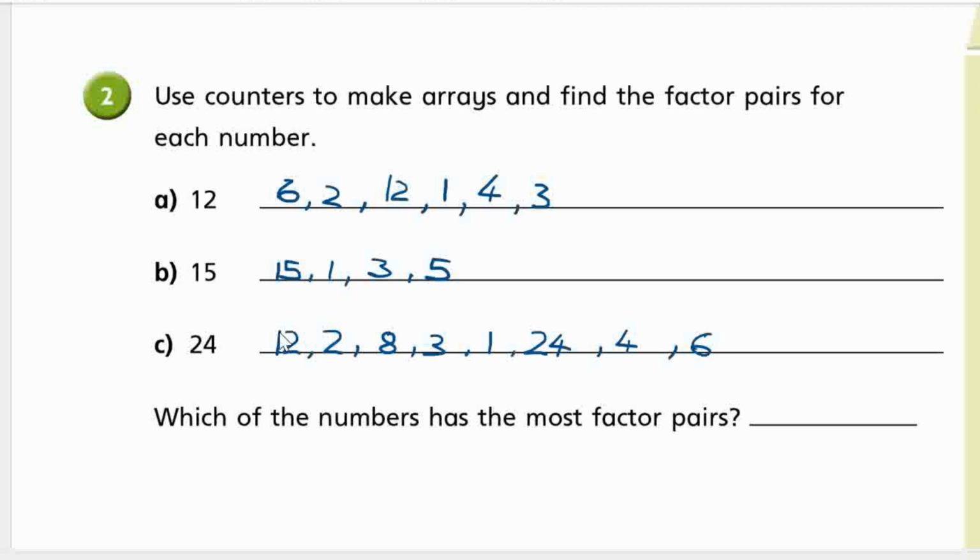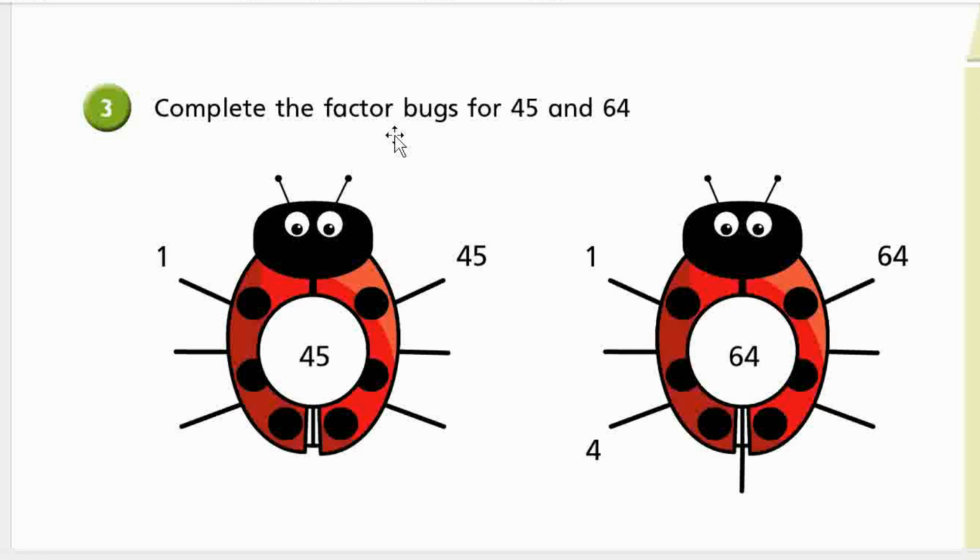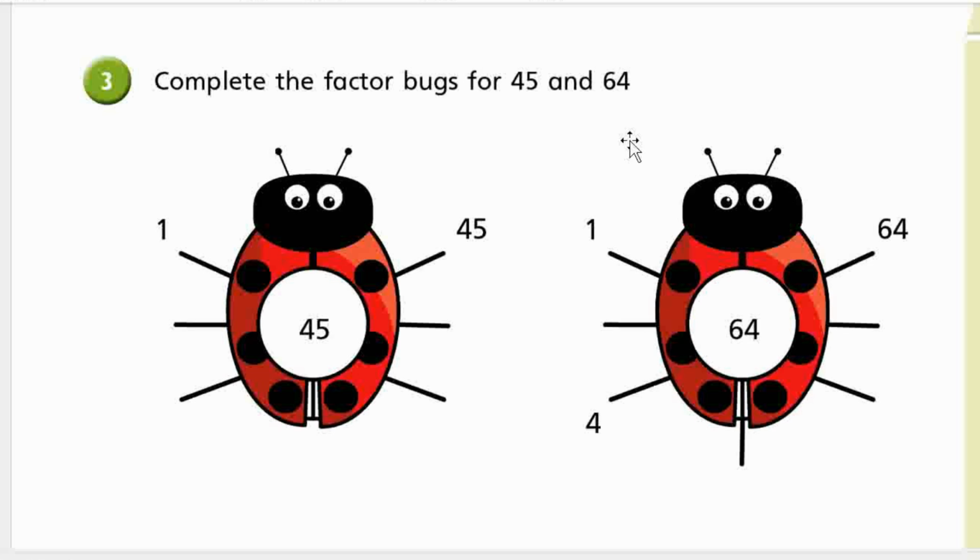Which of the numbers has the most factor pairs? Which one has the most? 24, of course, good. Complete the factor bugs for 45 and 64. Right, so 45, what number can go into 45? 9 and 5, so I'll put 9 here, say, and 5 here. Is there anything else?